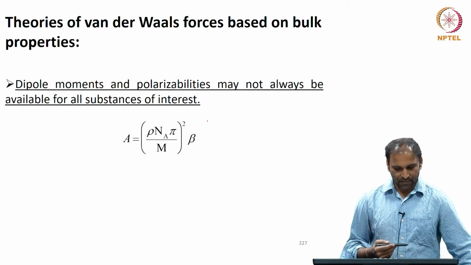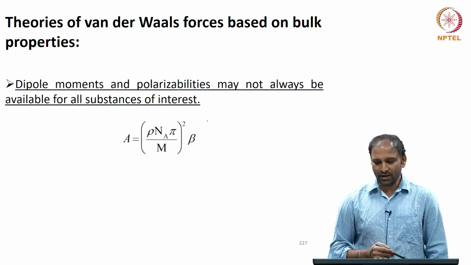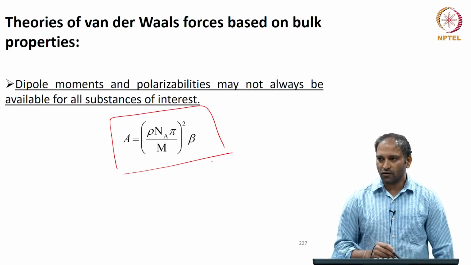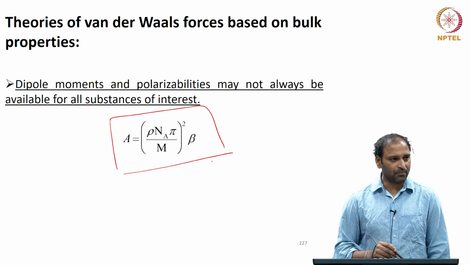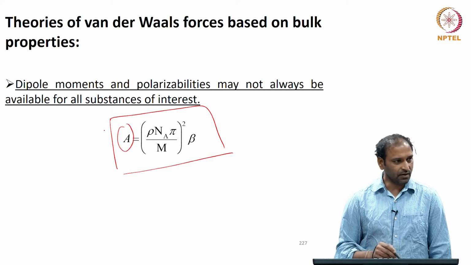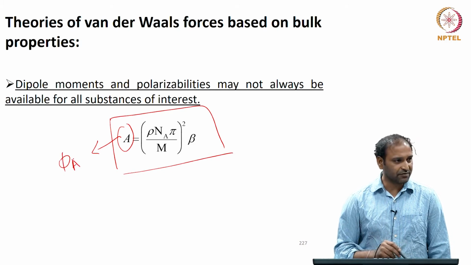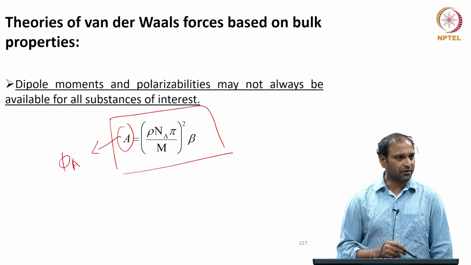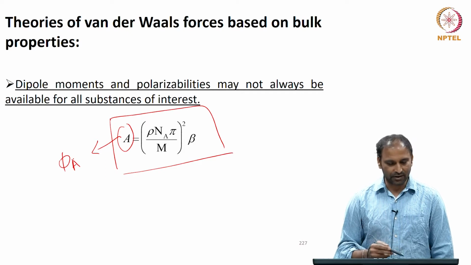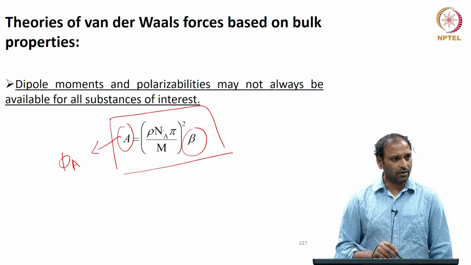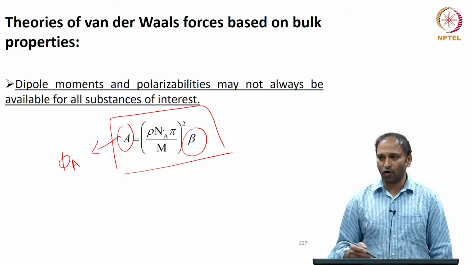The other issue could be that I mentioned that this is an expression that you can use for calculating the Hamaker constant, right. And if I know the Hamaker constant, I can actually calculate the Vanderwaals force of attraction if I know the geometry of the two objects that are interacting, right. And if I want to calculate the Hamaker constant, then I should know beta, and beta may or may not be available for all the materials.